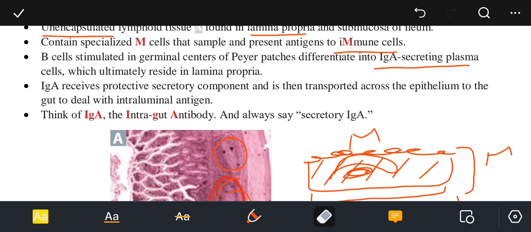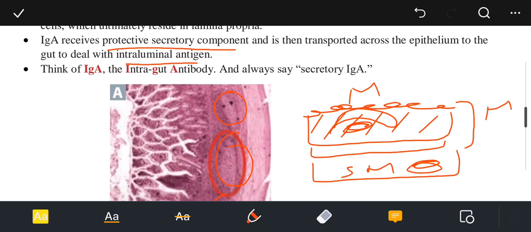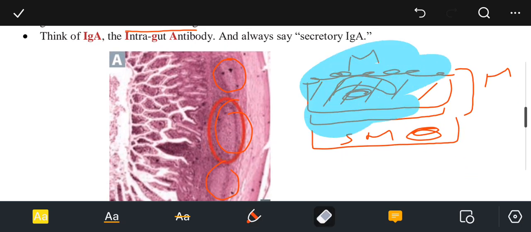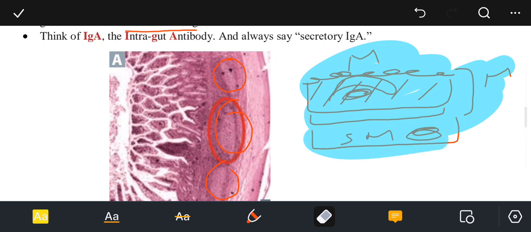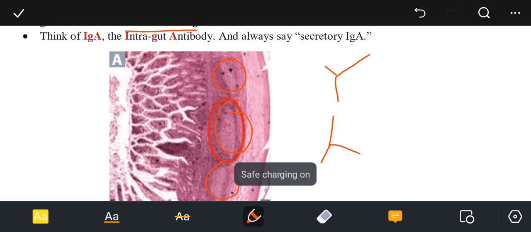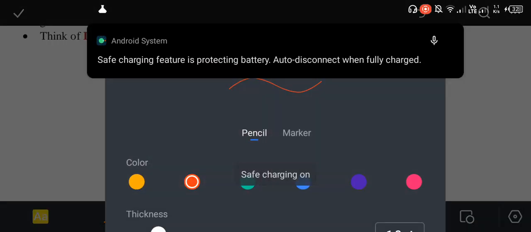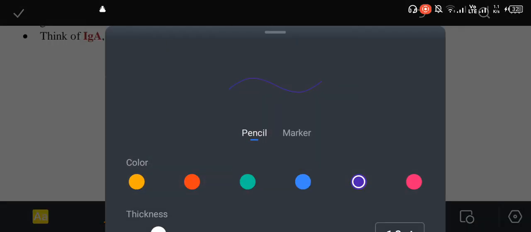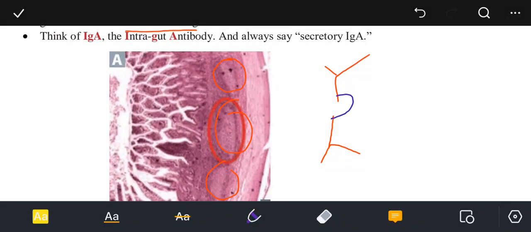The IgA receives the protective secretory component and is then transported across the epithelium to the gut to deal with the intraluminal agent. We'll see about this secretory component in detail when we do the immunology, but for right now just remember that IgA exists in the dimeric form in the GIT lumen. Suppose this is one IgA molecule, and then we have another IgA molecule which is joined together with a J chain, and that J chain is giving this dimeric structure stability. There is a J chain that is connecting them.